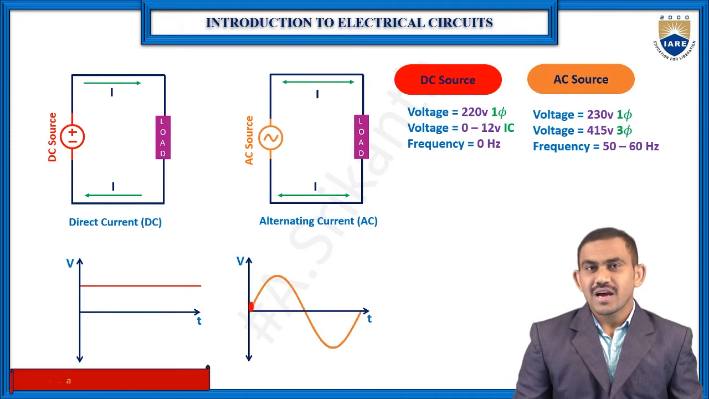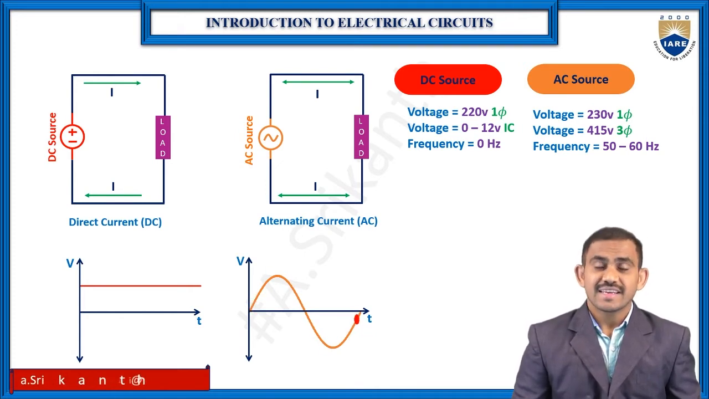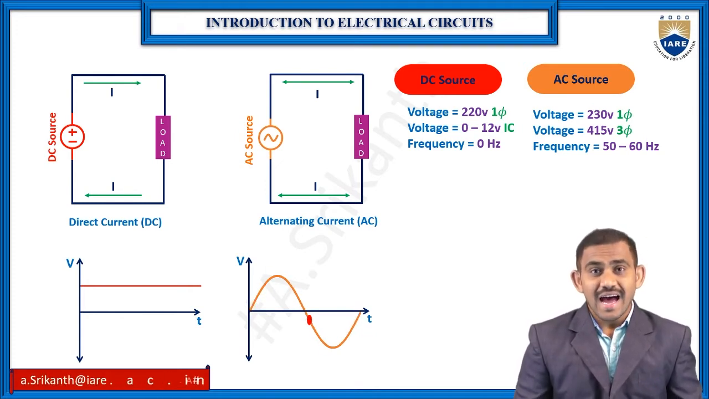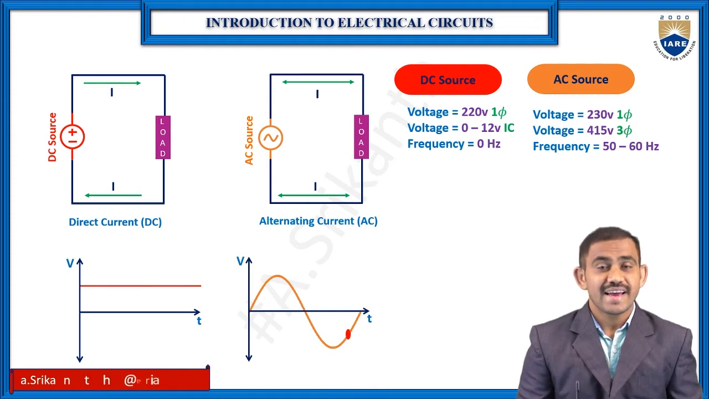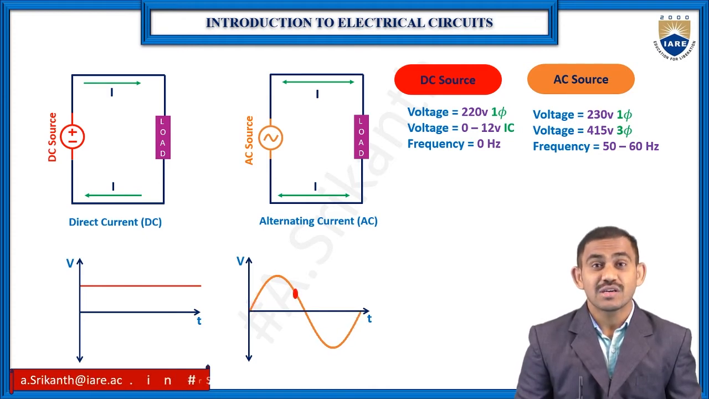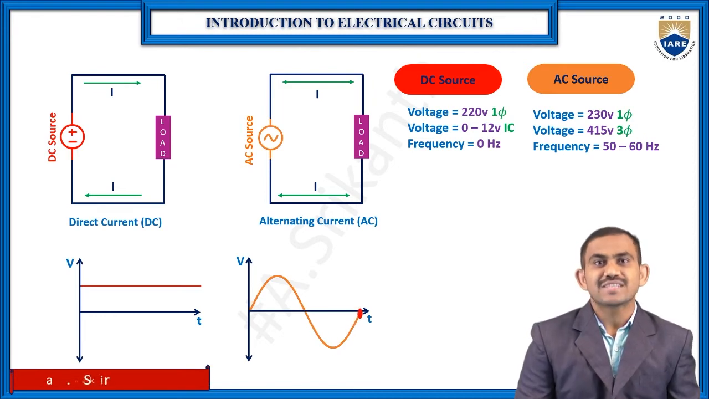Coming to AC, we have single phase as well as three phase. In single phase, we have 230 volts, and in three phase, we have 415 volts. Coming to frequency, that is 50 Hz to 60 Hz. In India, we have only 50 Hz. So that is the main difference between alternating current and direct current.